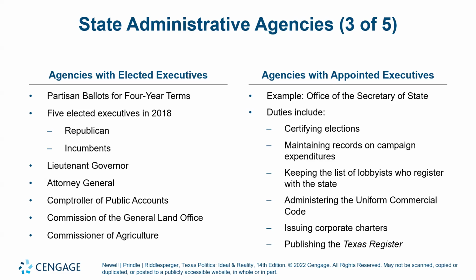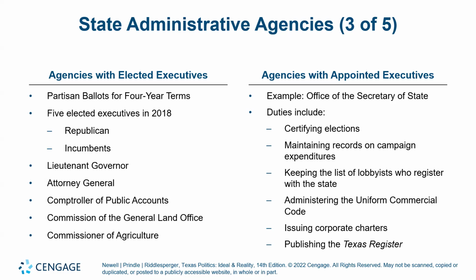There were 5 elected executives in 2018. Again, like I said, they're all Republican and they're all incumbents, right? Because for the most part, a lot of these officials will stay in office for a pretty considerable amount of time. There's not too many new faces when it comes to these elected officials. Dan Patrick's been there for a while.